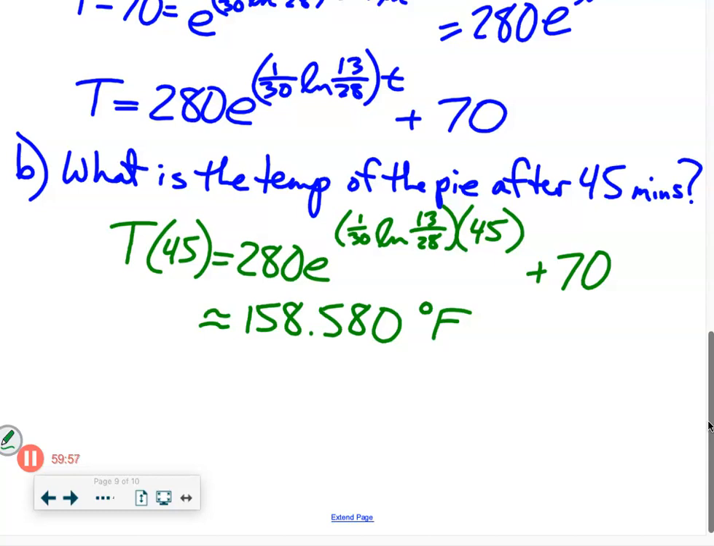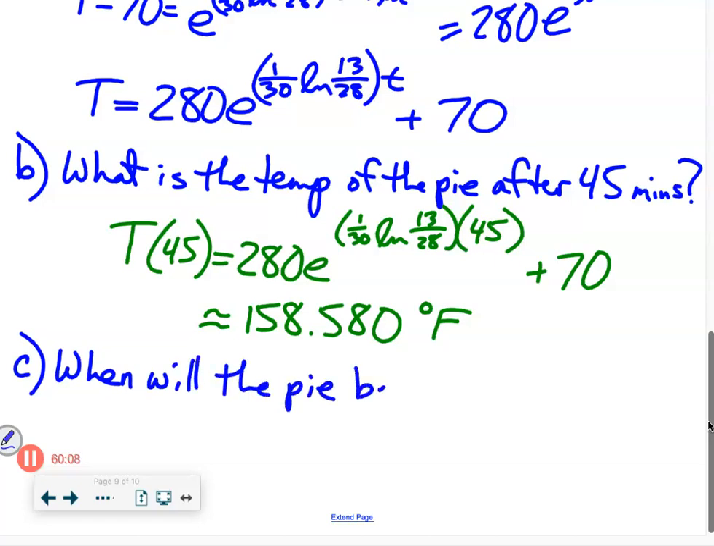All right, let's do part C. When will the pie be 100 degrees? You can do this. After a period of time. You have a calculator. You can use any method you want. It's going to happen eventually. Sometime in the future.